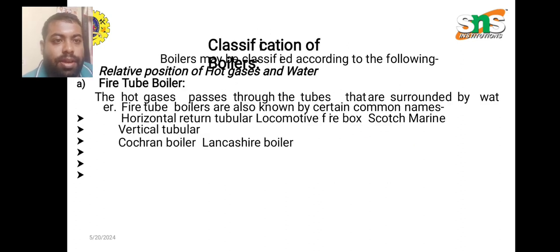Boilers are classified according to the following: relative position of hot gases and water. First, we are going to discuss the fire tube boiler. The hot gases pass through the tubes that are surrounded by water. Fire tube boilers are also known by common names: horizontal return tubular, locomotive firebox, Scotch marine, vertical tubular, Cochran boiler and Lancashire boiler. These are the various classifications of boilers.